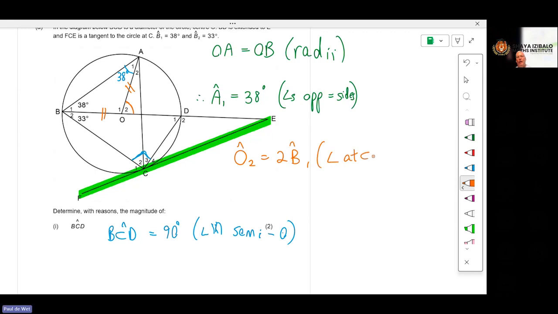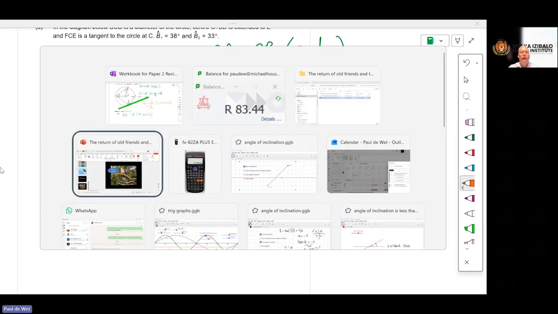Angle at center. All right. And so what's the answer? 100%. I nearly wrote 76%. 76 degrees. Can anyone tell me another reason why O2 is 76 degrees? You can just shout it out for me. It's an exterior angle of a triangle. Well done. Okay. Guys, I want to quickly show you this sketch.